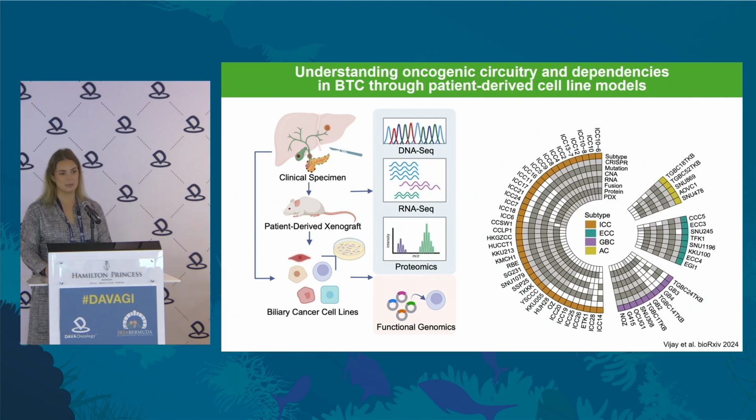So there are very limited models in biliary cancers. One of our primary goals was to establish these models, characterize them deeply, and be able to use them to study this complex biology in depth. So we compiled a collection of 63 cell lines, which included 30 novel patient-derived models, the rest of which were sourced from across various institutes. And then we performed multi-omics analysis, including DNA, RNA, proteomics, and whole genome CRISPR screening.